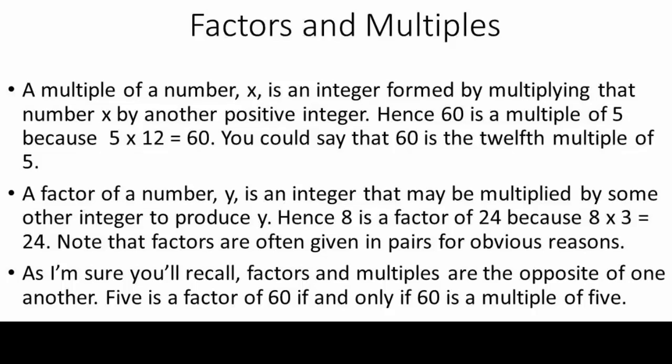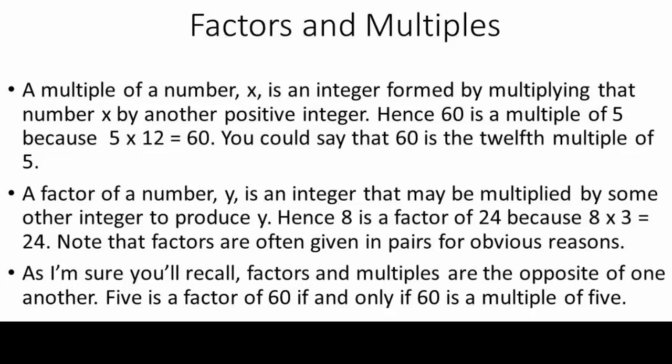Likewise, factors. Well, factors are obviously the opposite of multiples, but a factor of a number y is an integer that may be multiplied by some other integer to produce y. Hence, 8 is a factor of 24 because 8 times 3 equals 24. Another word for factor, by the way, is divisor. You might come across that word. I actually almost prefer that word, but factor is more commonly used in the exam.